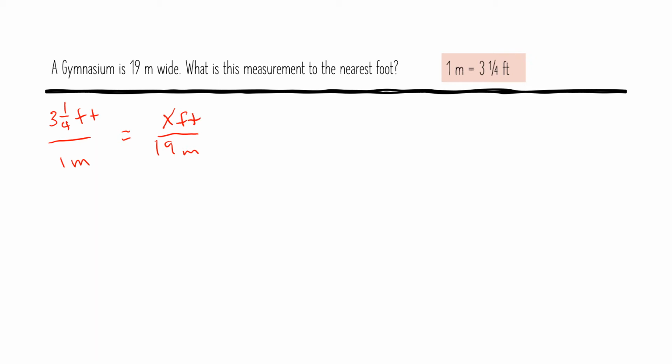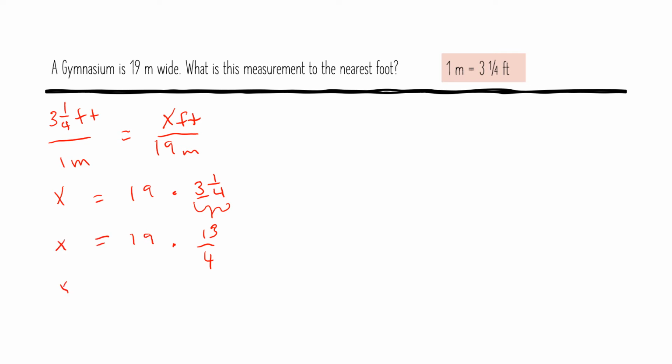Okay, so now we can cross multiply. 1 times x is x equals 19 multiplied by 3 1/4. So, okay. So now let's put this into an improper fraction. Denominator times the whole number. So that's 3 times 4, 12. And then you add on the numerator. So that's 13. And you keep the denominator. Now we can multiply it nicely.